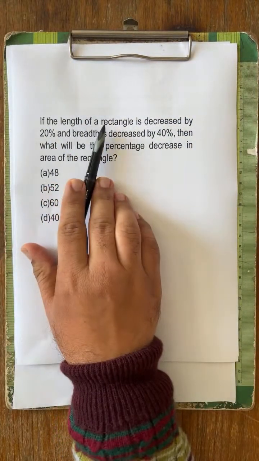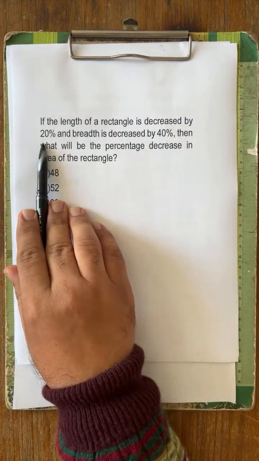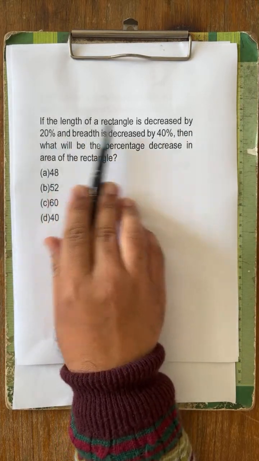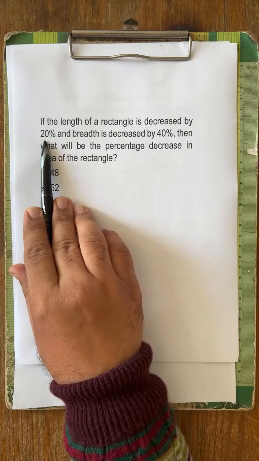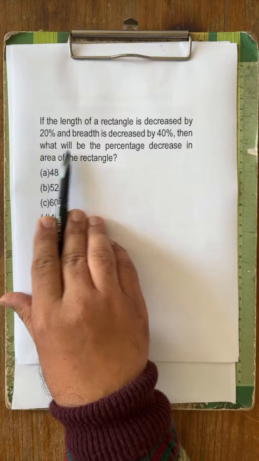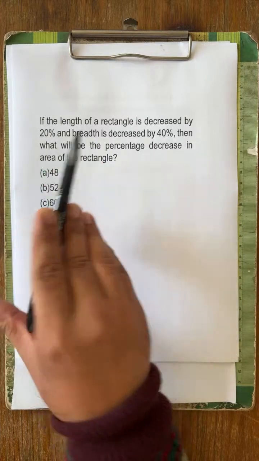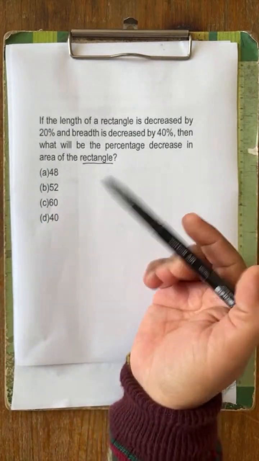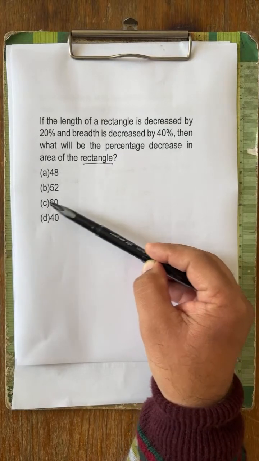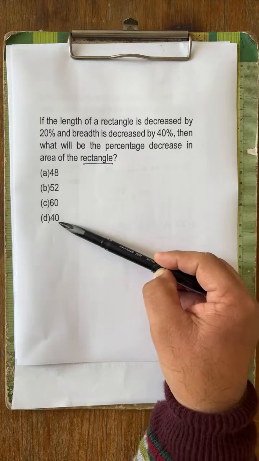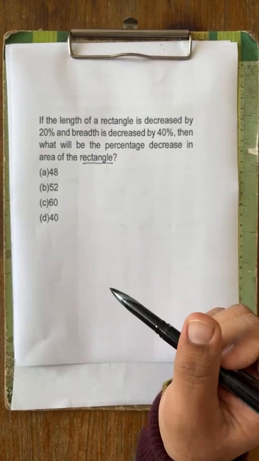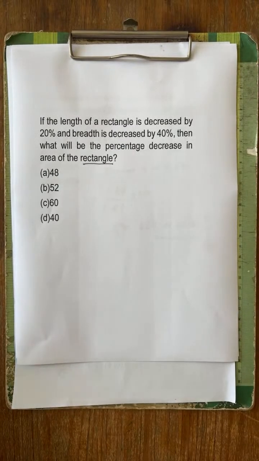If the length of a rectangle is decreased by 20% and the breadth is decreased by 40%, then what will be the percentage decrease in area of rectangle? Option A 48, option B 52, option C 60, option D 40. I give you some time, please solve it and write your answer in comment section.